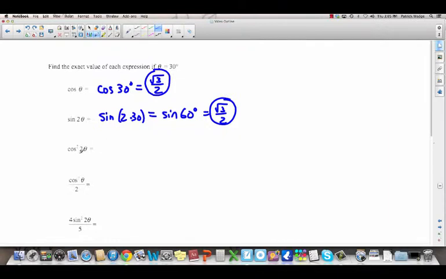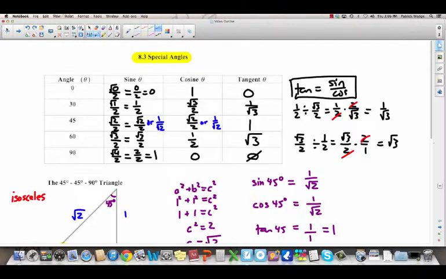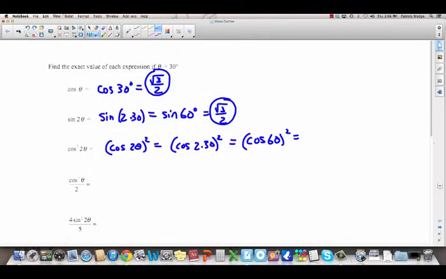Okay, next one. Cosine squared 2 theta. Remember, that is the same as cosine 2 theta all squared. I know it's weird how it's written like that, but that's what that means. So that means cosine of 2 times theta, which is 30, all squared. That means cosine of 60 all squared. What is the cosine of 60? Well, look back at our table. Cosine 60 is 1/2, and then we're going to square it. That means 1/2 times 1/2, or 1/4. If you want, you could spread the love here. 1 squared is 1, 2 squared is 4.